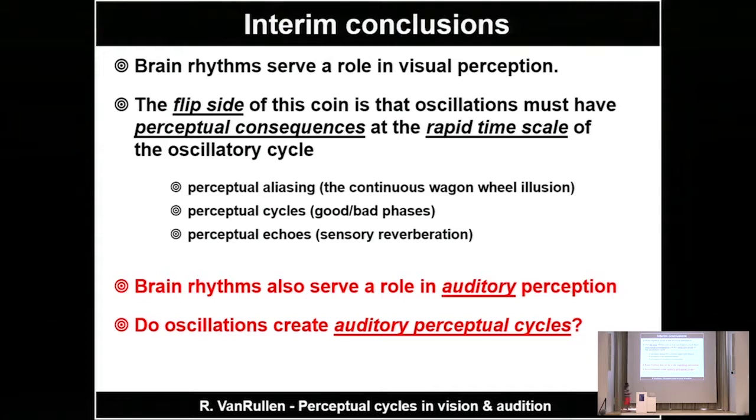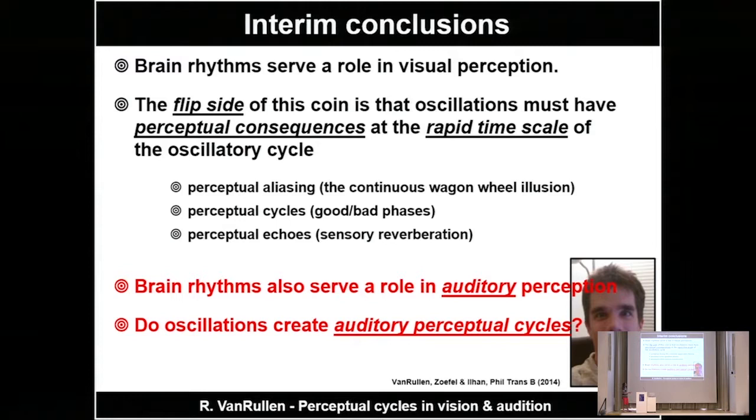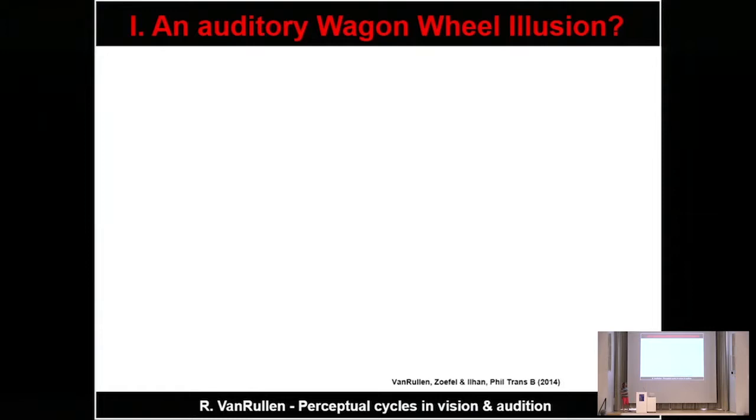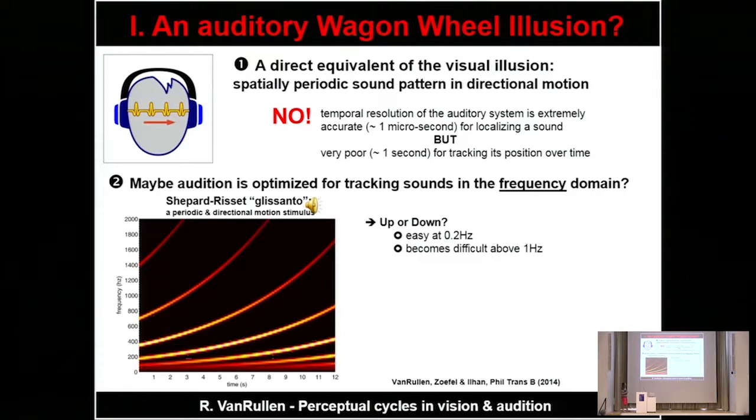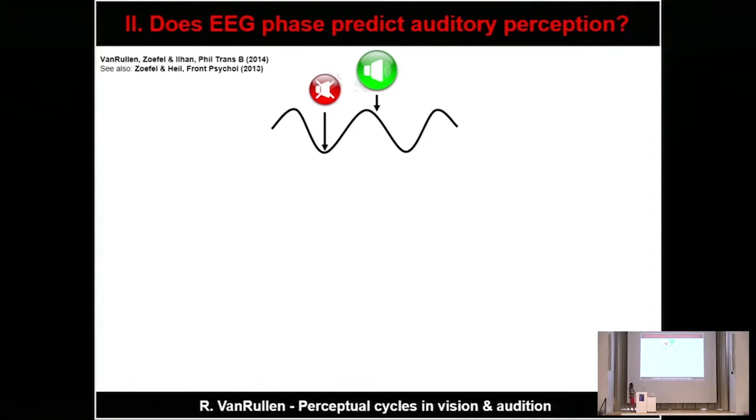I want to mention that most of this work was done as part of the PhD thesis of Benedikt Zöffel, who's here in the audience somewhere. And we published a lot of these results, at least in preliminary form, in a review paper in 2014. Okay, so first we tried to get an auditory version of the wagon wheel illusion, but because I didn't present the visual version, I'm not going to tell you about the auditory version, even though it's very interesting. You can always ask me about it later. So by the way, the answer is no, we cannot create an auditory version of the wagon wheel illusion. So let's move on to the other paradigm.